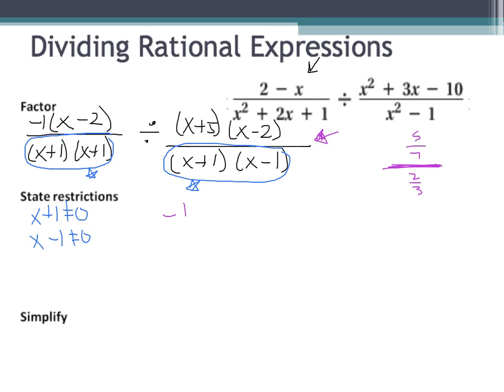The first fraction does not change. So I still have my negative 1 times x minus 2 on top, and my x plus 1 times x plus 1 on bottom.